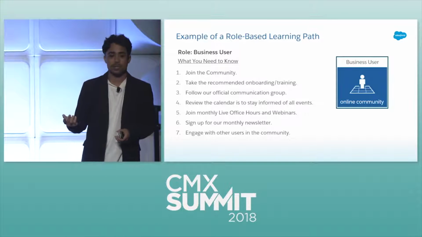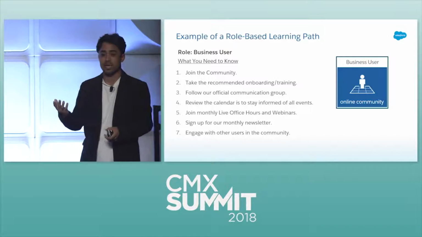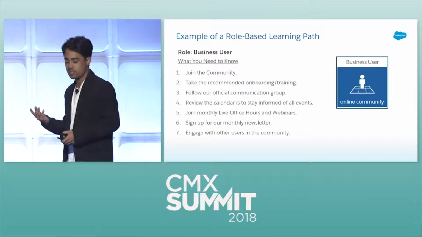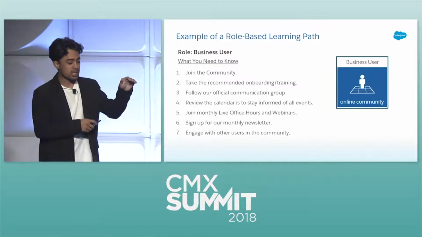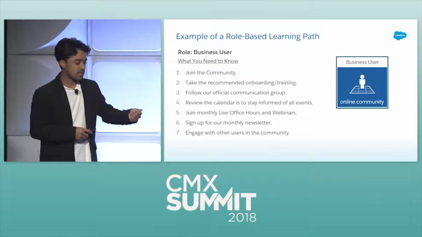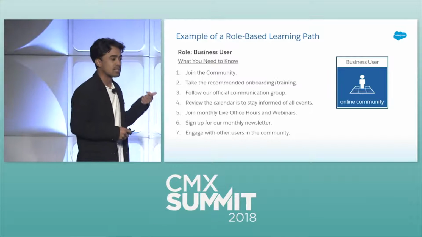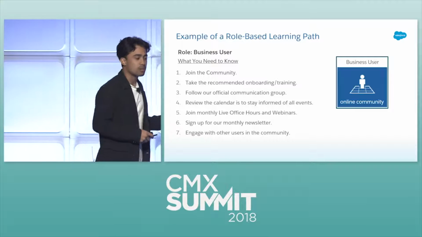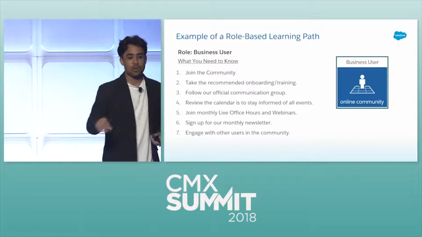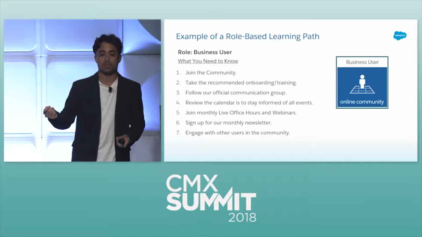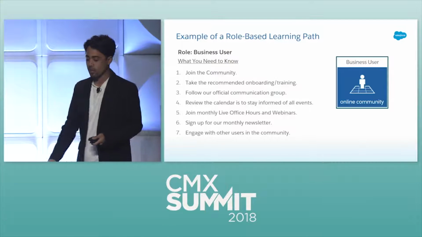The way you might produce this content might be through a CMS. If you're using a content management system, this could be a static content page you put in your community. You'll see a few steps that I included. But as you can see, it's all about: join the community, take this training, follow this communication group, review the calendar. Very clear steps that someone in the business user role would follow to get started with the community.